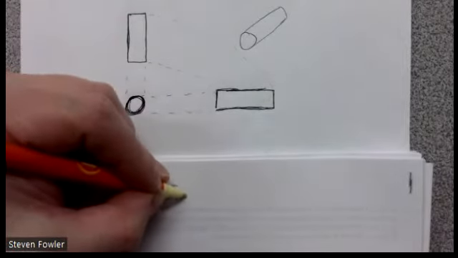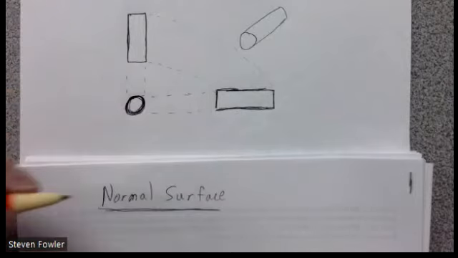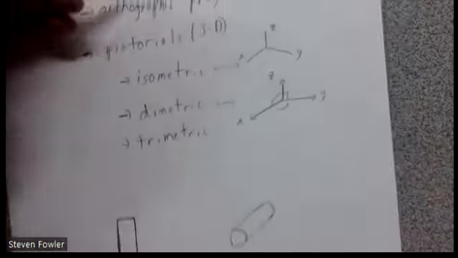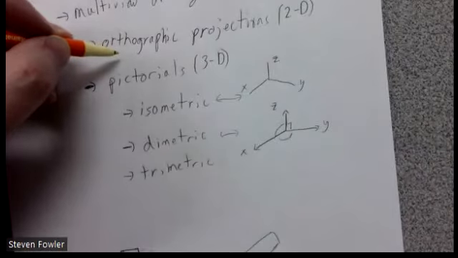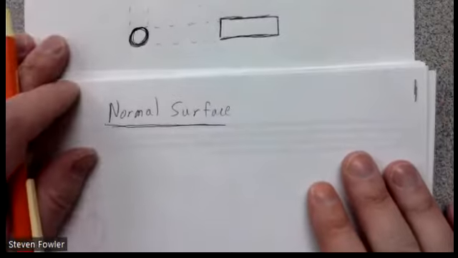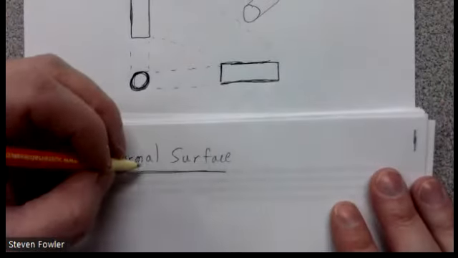The first one we talk about is a normal surface. So normal, perpendicular, and orthogonal all refer to essentially the same thing: things that intersect at 90 degrees. That's the reason up here we say these are orthographic projections. It's taken perpendicular to the plane being drawn. Normal, orthogonal, and perpendicular are all referring to the same thing, things that intersect at 90 degrees.